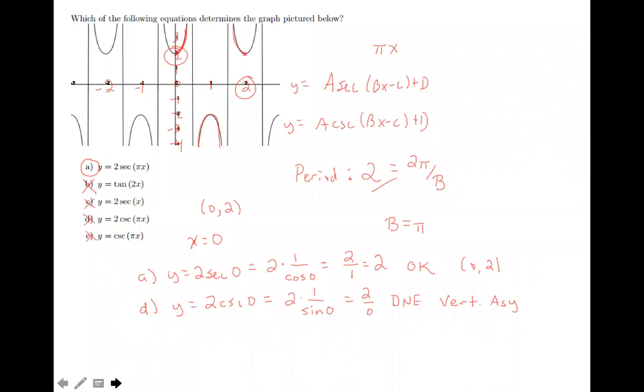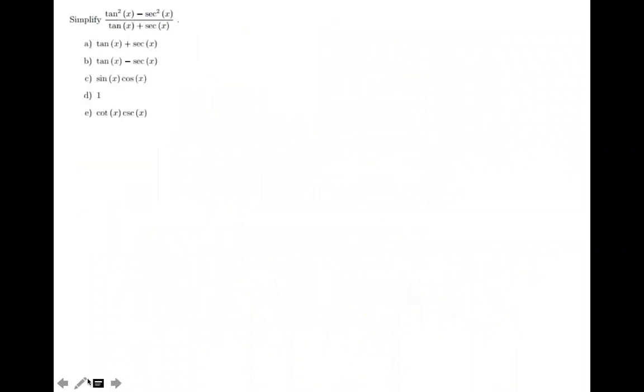Okay, let's do a couple of identity and formula problems now. So this first identity problem is really very straightforward. I picked this one because it would be very easy to get tricked into trying to do a Pythagorean identity because we have that tangent squared minus secant squared.